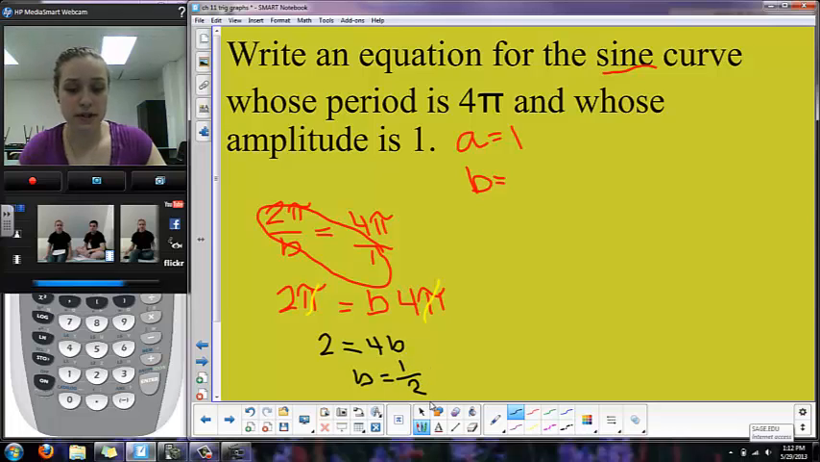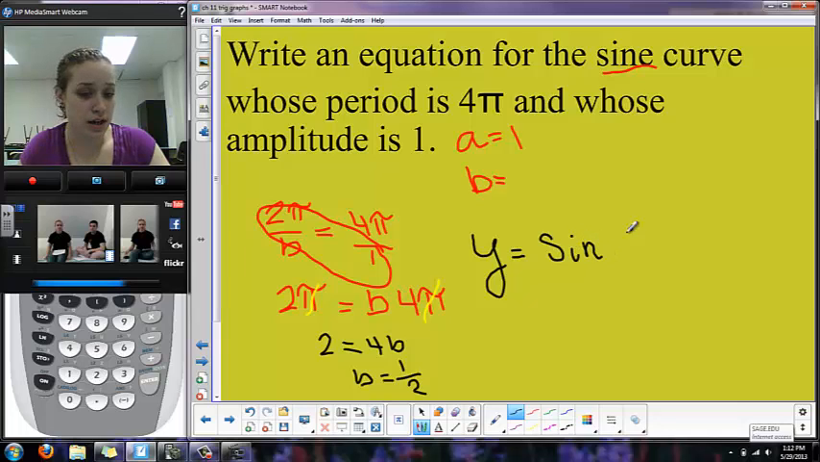Now I have both pieces of information that I need, and I can write my equation. Y is equal to the 1, or the amplitude is a 1, so we don't ever write 1x. You just assume that it's a 1 if there's nothing written there. So y is equal to sine of 1/2 x, because our frequency, or B, is 1/2. Pretty easy, right? Not so hard.